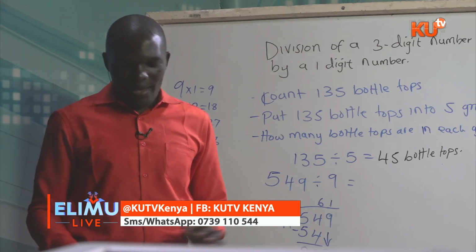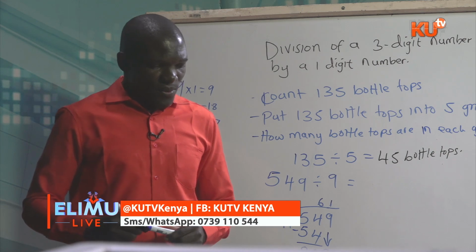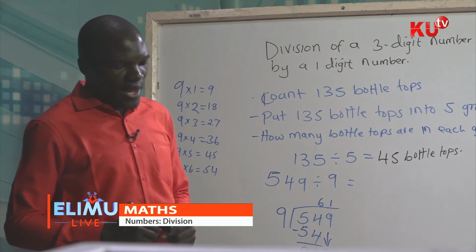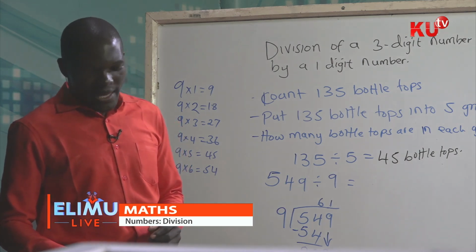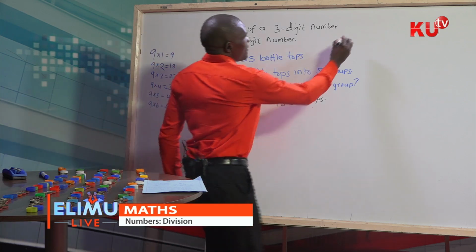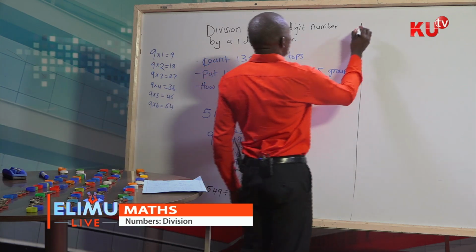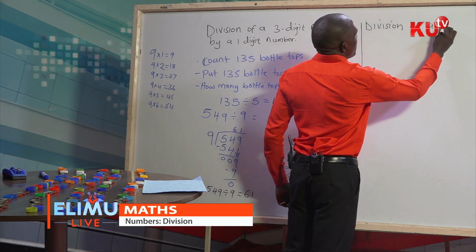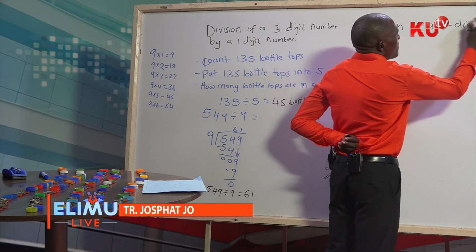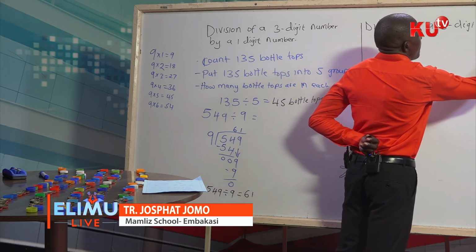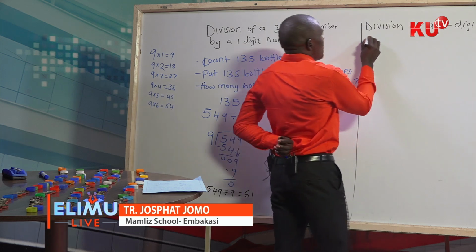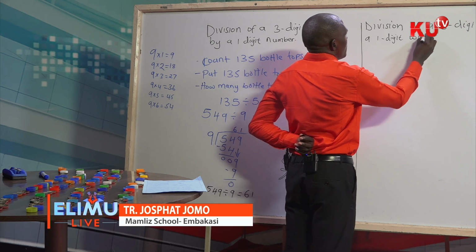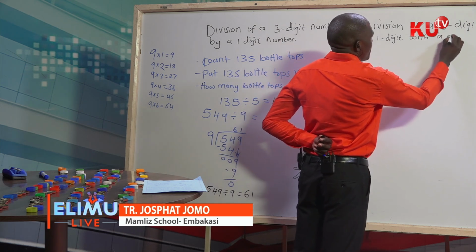without a remainder. Our next step, step 2, we are going to divide a 3-digit number by a 1-digit number with a remainder. And so, division of a 3-digit number by a 1-digit number with a remainder.